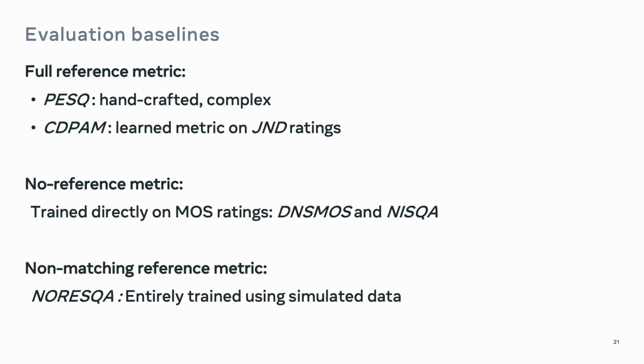Now coming on to evaluation baselines, we comprehensively evaluate our metric SQAPP with existing full reference metrics like PESQ and CDPAM, along with existing no reference baselines including DNSMOS and NISQA that were trained directly on a large dataset of MOS ratings. And finally, we also compare our approach with a non-matching reference-based approach called NORESQA that was trained to predict relative SNR and relative SI-SDR between 2 recordings. Also note here that NISQA is trained on a model for full bandwidth, which is 48 kilohertz, whereas our model works on 16 kilohertz.